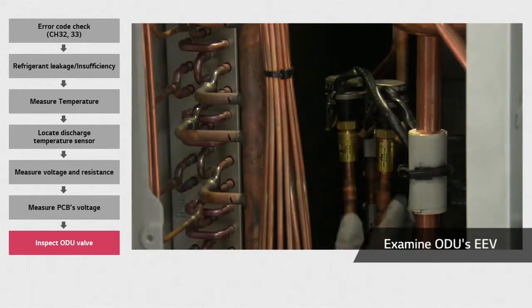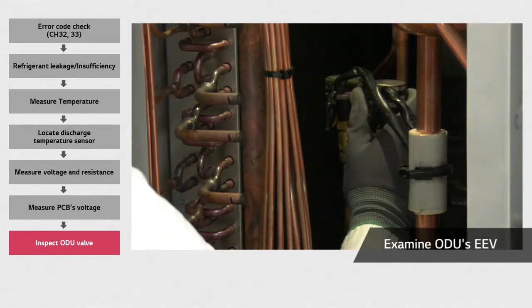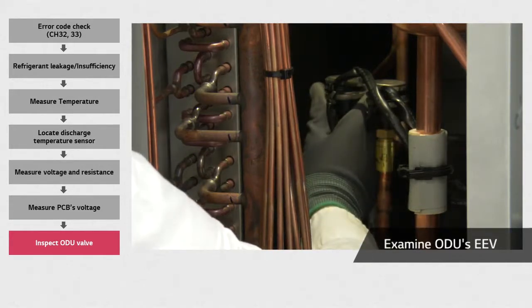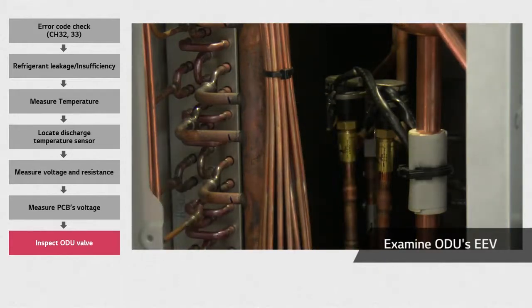Finally, check the outdoor unit electronic expansion valve. When you reset PCB power, the EEV opens and closes again, and if you hold the EEV valve in your hand, you should feel it vibrating.